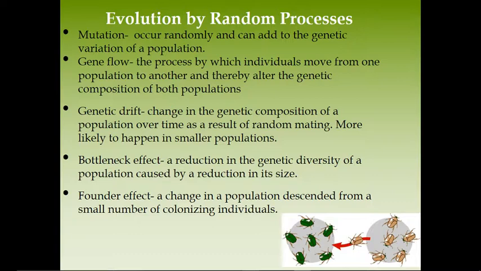Genetic drift is evolution of genetic composition of a population over time as a result of random mating. Okay, and that's the key part of that. For example, if a cardinal randomly mates with an oriole, that is genetic drift, creating a different breed. It's more likely to affect smaller populations.